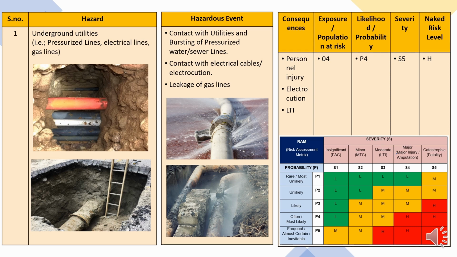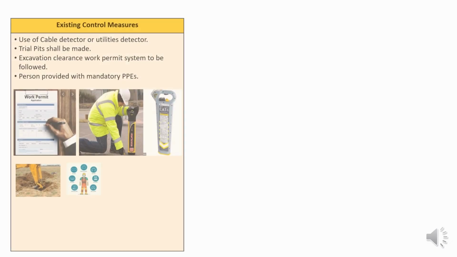Let's come to the severity level. By using this risk assessment matrix, severity has been taken as S5. It means fatality. So these likelihood and severity have been considered without considering the existing control measures. So what will the naked risk level be by using this risk assessment matrix? It is H, which means high risk. Let's come to the next column, which is existing control measures.